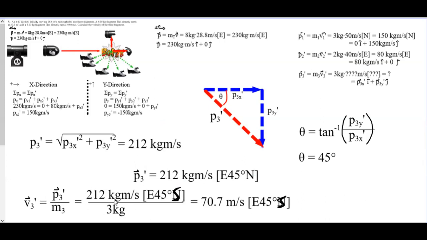So that last little bit, you would just take your final momentum divided by the mass. This will not affect the actual direction. Don't take the direction and divide it by mass. You can't do that. You just take the momentum divided by the mass.